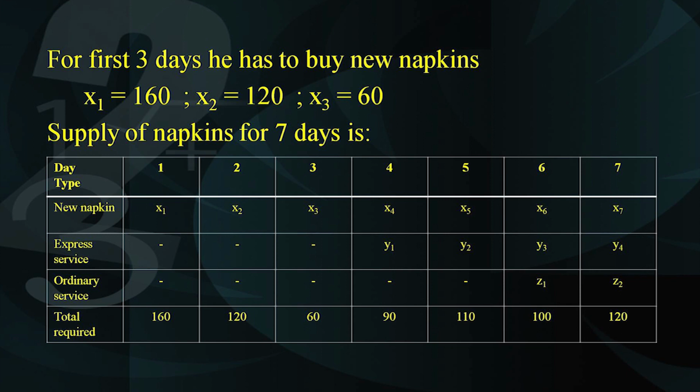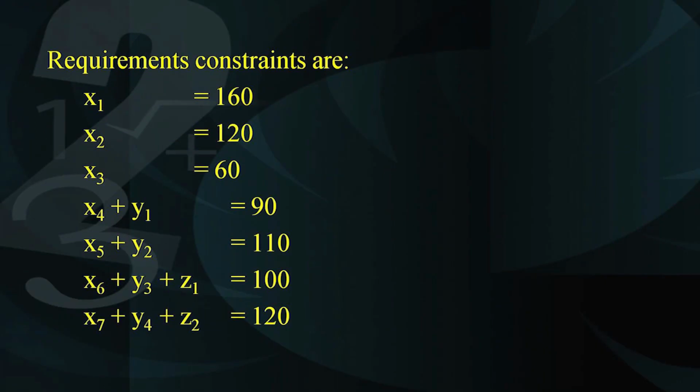So, this table depicts the entire situation of the napkins that he is going to send for laundry, either the ordinary service or the express service. Therefore, the constraints can be modeled like this in terms of x1 is equal to 160, x2 is equal to 120, x3 is equal to 60, x4 plus y1 is equal to 90 and so on.